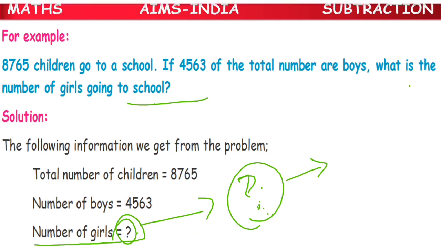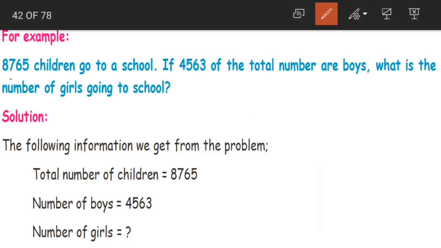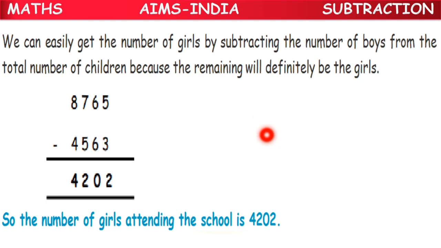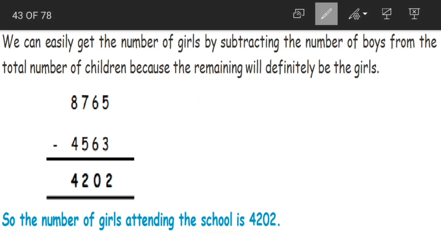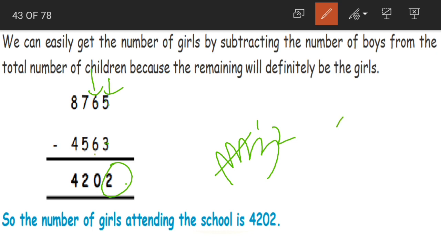Now what are the numbers here? 8765 minus 4563. Yes, let us subtract. Starting from the ones place, 5 minus 3, 2. Yes, open 5 fingers and close 3 fingers. The answer is 2. Now the next place, 6 minus 6. When a number is subtracted from itself, the answer is 0.